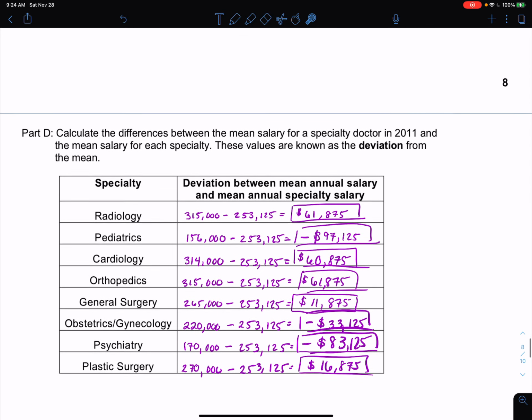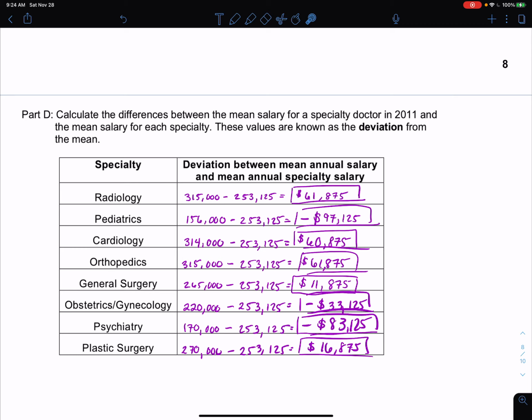If we look at Part D, they ask us to calculate the differences between the mean salary for a specialty doctor in 2011 and the mean salary for each specialty. These values are known as the deviation from the mean. So for radiology, we took that $315,000 that radiologists make on average and subtracted out that average of all the specialties that we calculated in Part C, the $253,125, and we found that that deviation is $61,875.